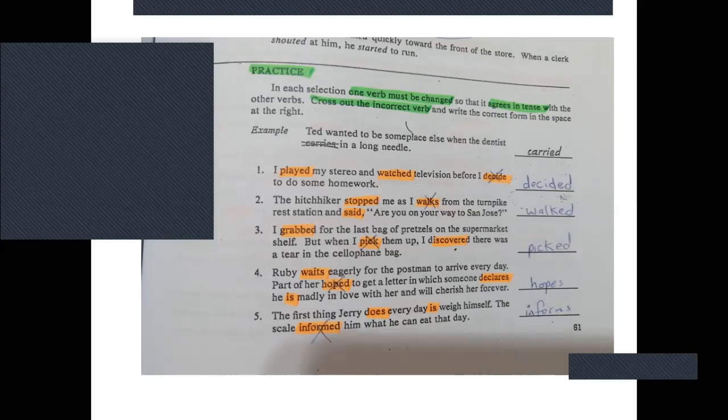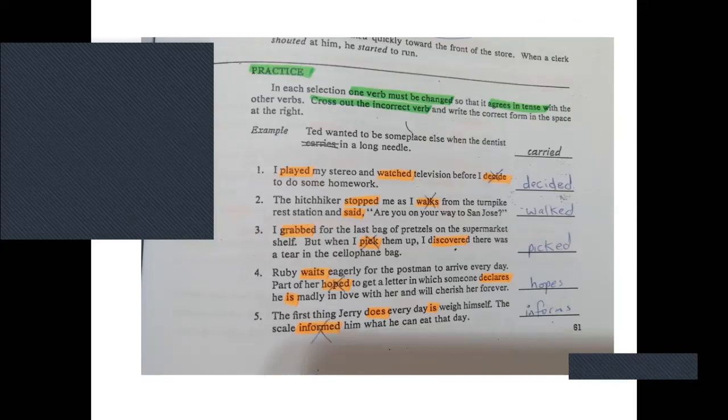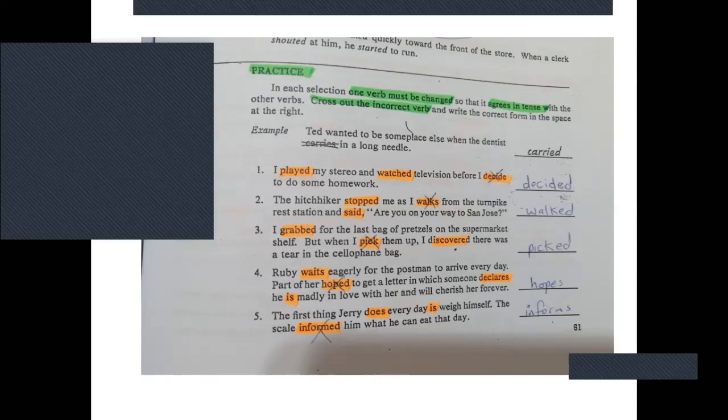Good. Now, Ruby. Ruby waits eagerly. Here we use the simple present tense. So maybe someone is telling us what happens now or summarizes something right now. So if someone talks about the story, he or she doesn't use the past tense, but they use the present tense, okay? So Ruby waits eagerly for the postman to arrive every day. That's her routine. That's what she does every single day. She waits.